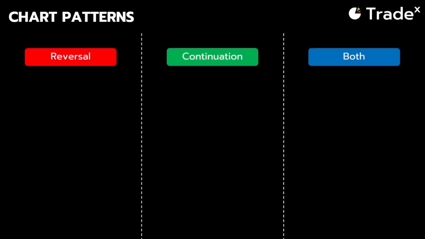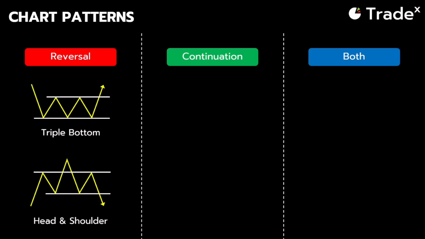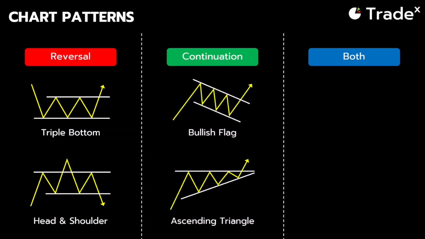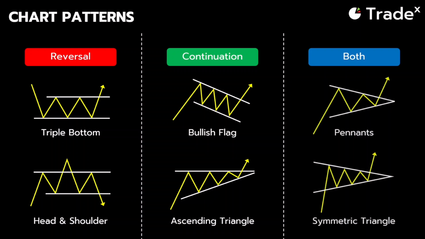Traders often categorize chart patterns based on their potential outcomes: reversal, continuation, or both. Reversal patterns like the triple bottom or head and shoulders signal that the current trend may be ending and could reverse direction. Continuation patterns such as ascending triangles and flags suggest that the trend is likely to persist after a brief consolidation. Some patterns, particularly symmetric ones, can lead to either a reversal or continuation. To make better trading decisions, traders should pair chart pattern analysis with additional tools, like price action, for a more accurate market view.